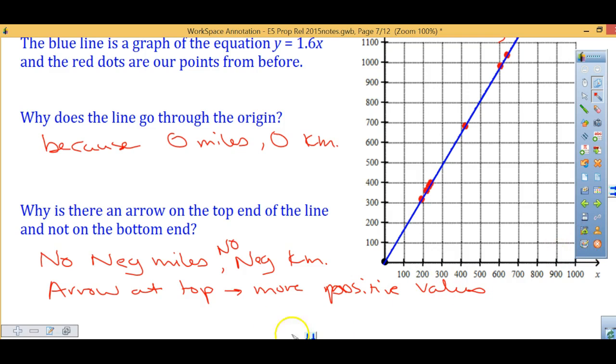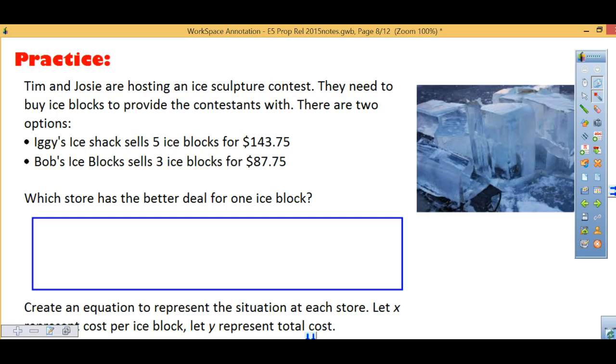Tonight in your assignment, so there's one more page of notes. If you turn to that last page in your notes, it says Josie and Jim are hosting sculpture contests, which could be about now. It's supposed to be, what, 10 below. They buy ice. They give 5 blocks of ice for $143.75 or 3 for $87. Which store has a better deal? So again, what are we looking at? We want to look at the price, dollars, per block. So please figure out each one for me.